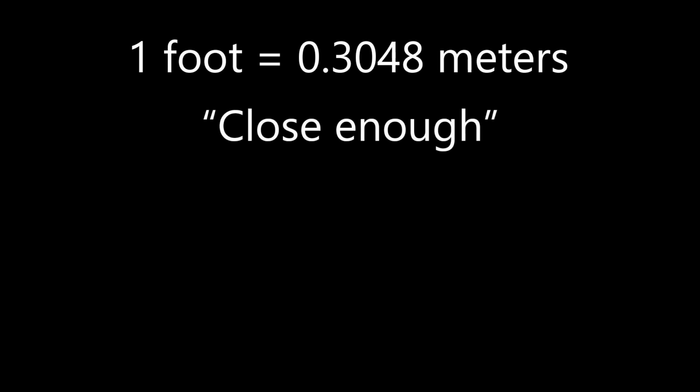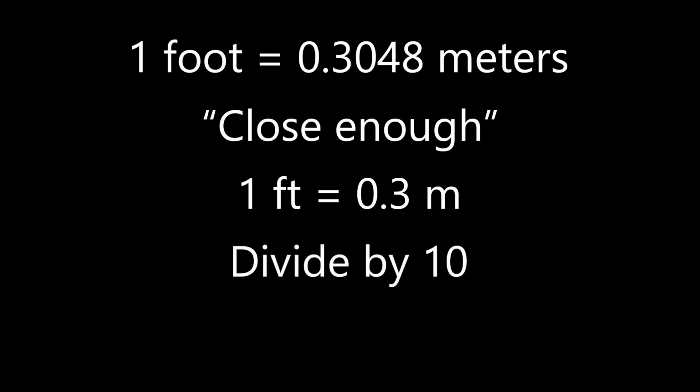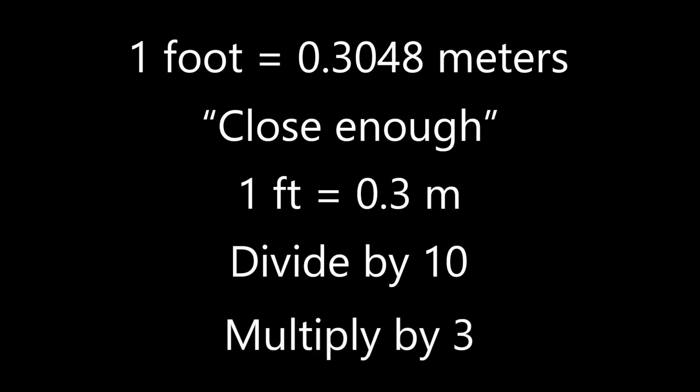1 foot equals 0.3048 meters. But usually we don't need something quite so precise. Often we just need something that's close enough. Think of it as 1 foot equals 0.3 meters. Doing this in your head is not so difficult. You just divide the number by 10 and then multiply it by 3.